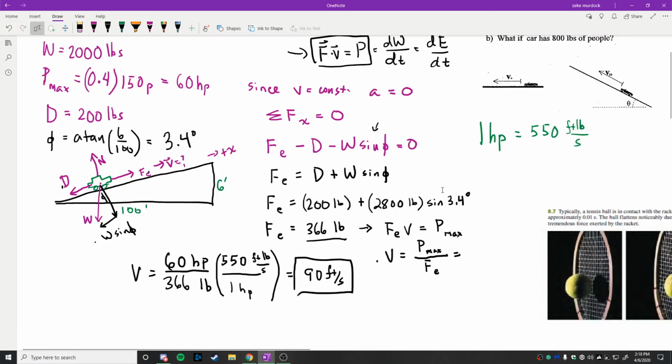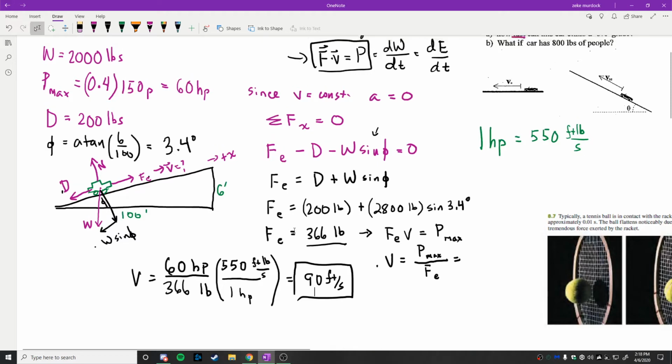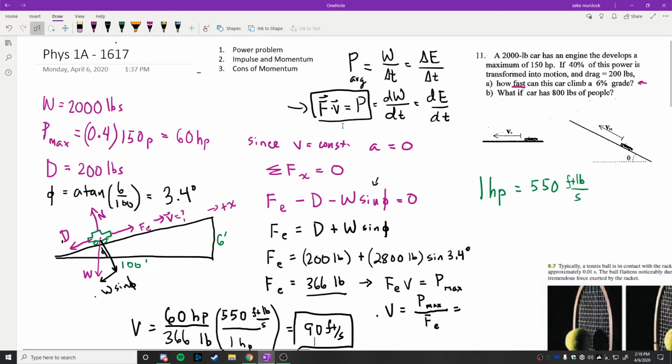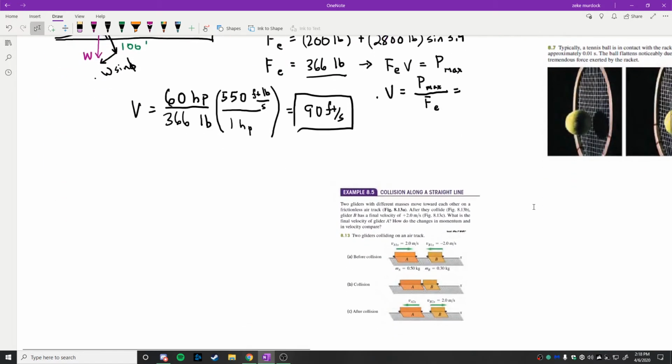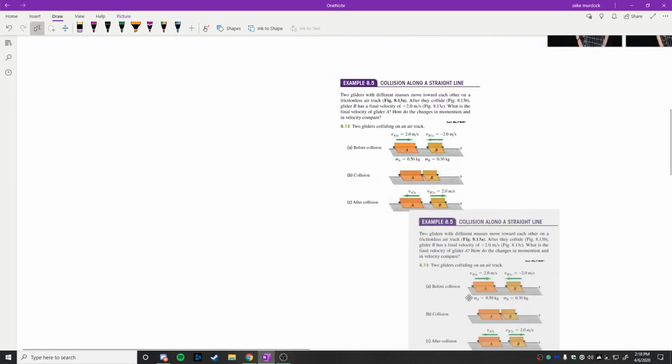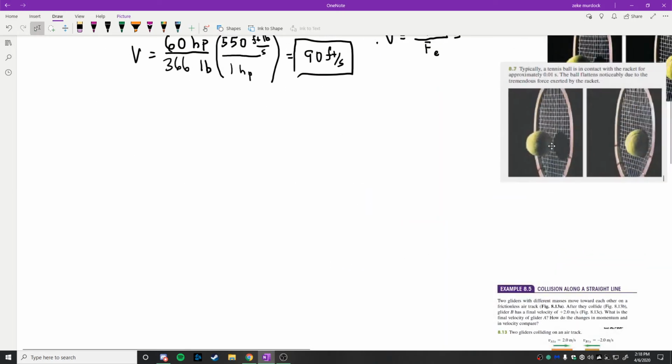All right, do you guys feel okay with this power stuff? It's just energy, but with a velocity. That's pretty much all it is. Or with a rate of change or something like that. There's a couple more problems that we could do like this, but I think we've really done all the things you need to solve the problems that you have in your homework.